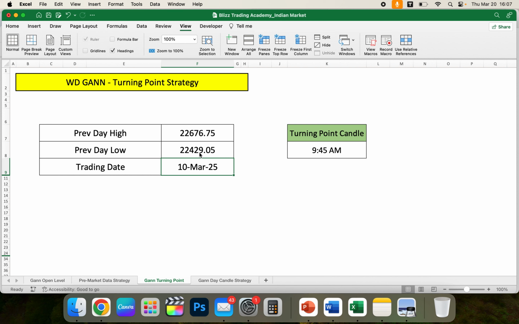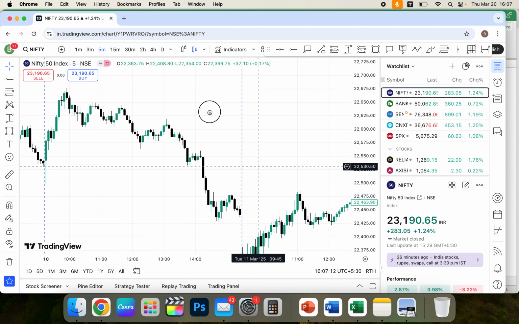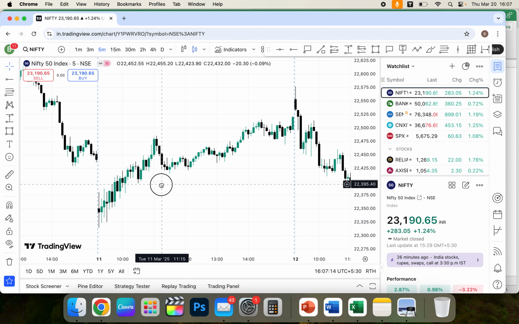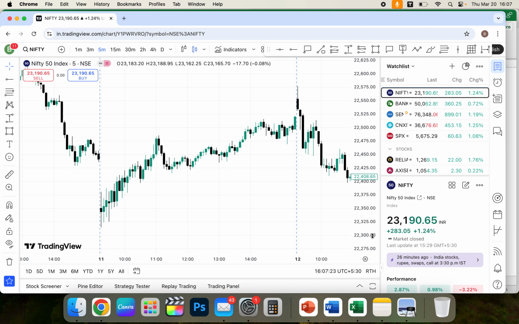Only then you can get the exact turning point candle, because this sheet is formulated with a lot of formulas, so a single mistake will lead to a different turning point candle. So the next trading date is on 11th of March, right? So let's enter the date, 11th of March. So the 9:35 a.m. candle will be the turning point candle.